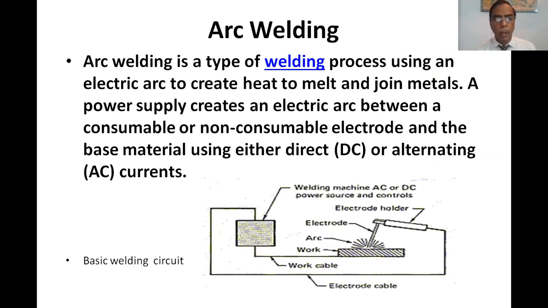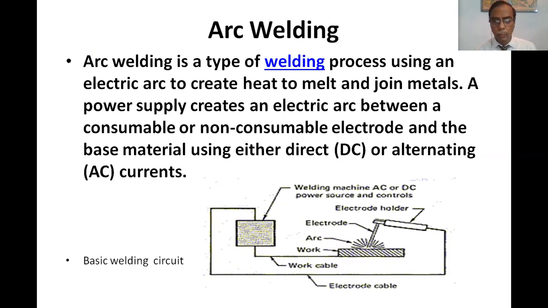Arc welding is a type of welding process using an electric arc to create heat to melt and join metals. A power supply creates an electric arc between a consumable or non-consumable electrode and the base metal, using either direct or alternating current. This is a schematic diagram of a basic welding circuit.